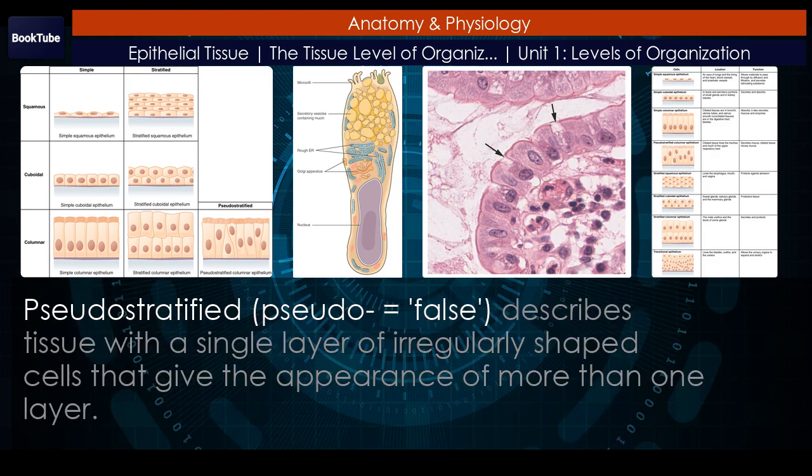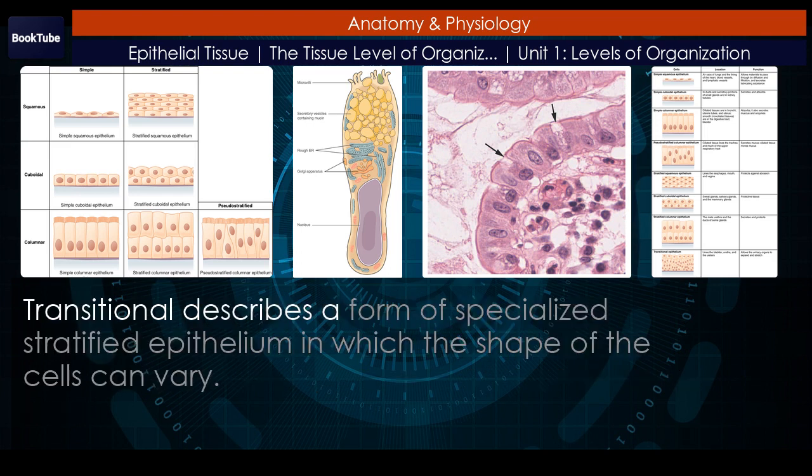Pseudostratified. Pseudo equals false. It describes tissue with a single layer of irregularly shaped cells that give the appearance of more than one layer. Transitional describes a form of specialized stratified epithelium in which the shape of the cells can vary.